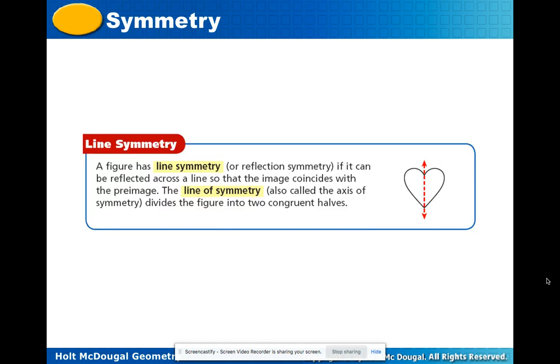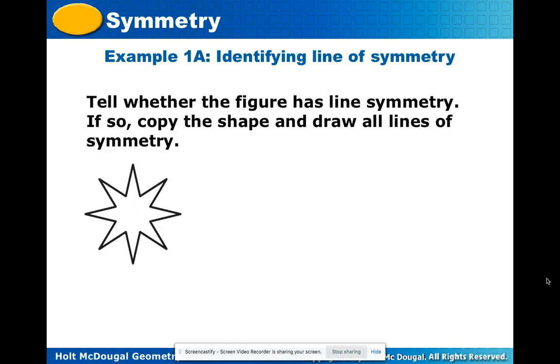And so line symmetry, a figure has line symmetry or reflected symmetry if it can be reflected across a line so that the image coincides with the pre-image. Now the line of symmetry, also called the axis of symmetry, divides the figure into two congruent halves. So for instance, this heart does have line symmetry and it has one line of symmetry.